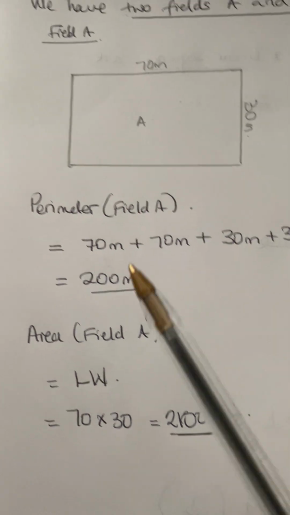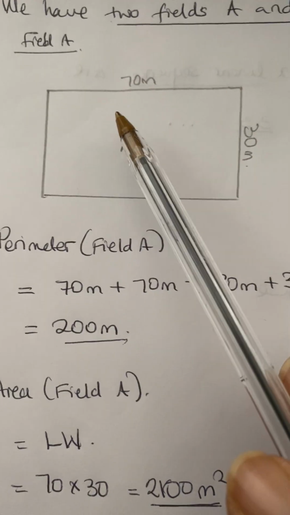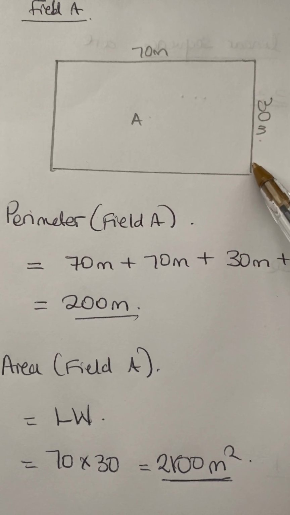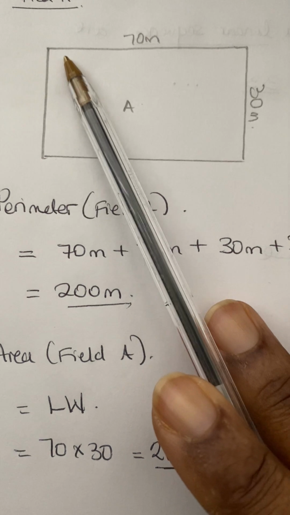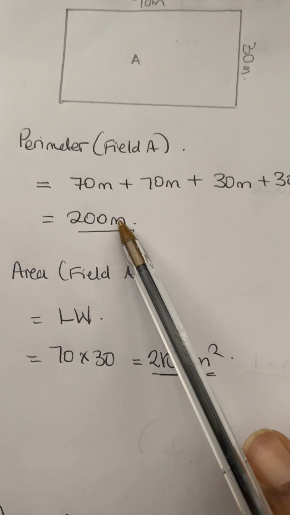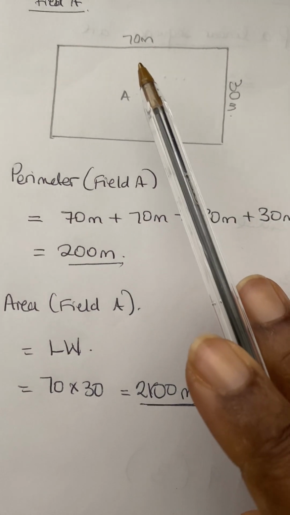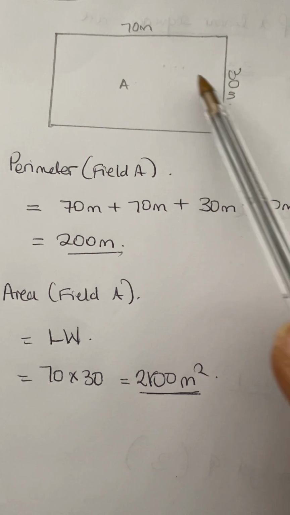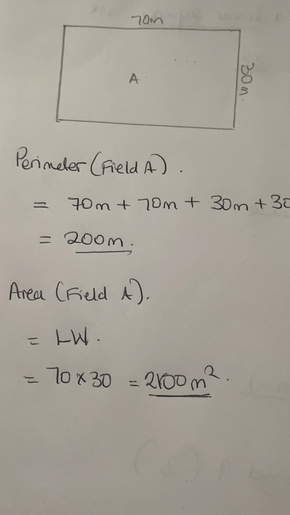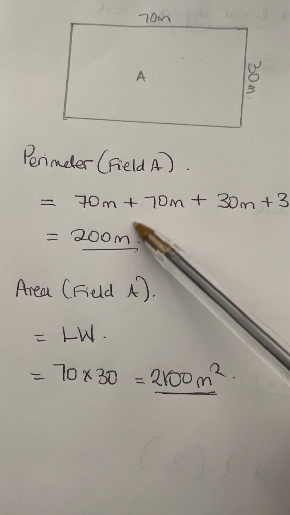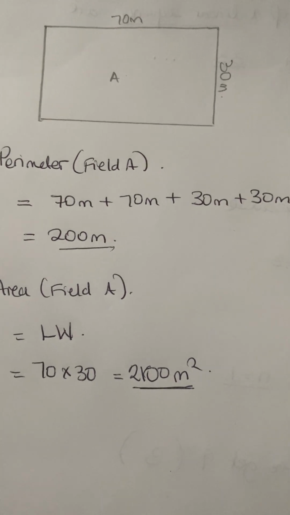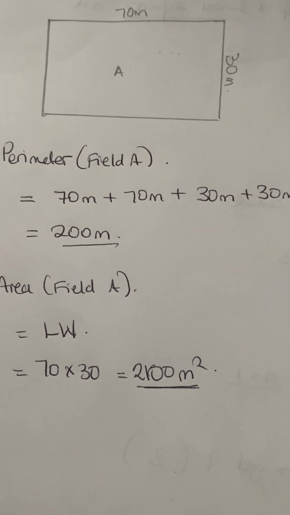Okay. Now the perimeter of field A will be 70, add 30, add 70, add 30, all in meters. So if you do that, okay, or you can do 2 times 70 add 30. 70 add 30 will be 100. Multiplied by 2 is 200. Now this is a non-calculator paper. You don't need a calculator to do this. Okay.